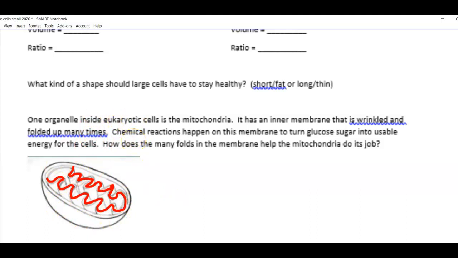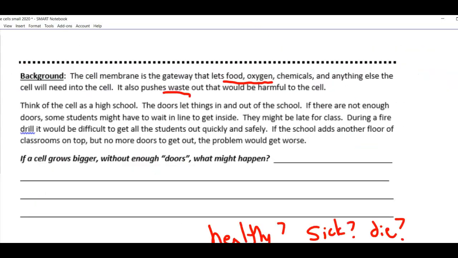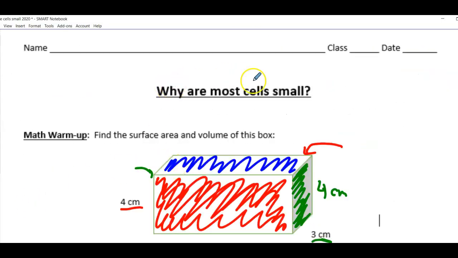Okay. So that is our assignment here, our worksheet. Why are most cells small? So go ahead and finish up the math, finish up the questions, and hand in when you're done.